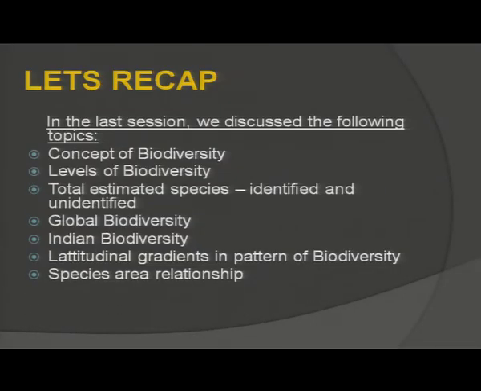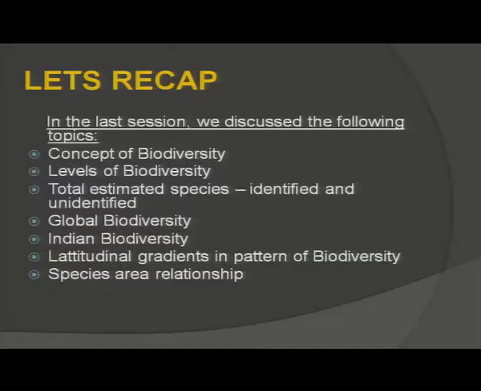Then we have also learned about the species area relationship which was given by Alexander von Humboldt, and in this he plotted a graph to show the relationship between species richness and the area which is explored. The curve comes out to be a rectangular hyperbola.